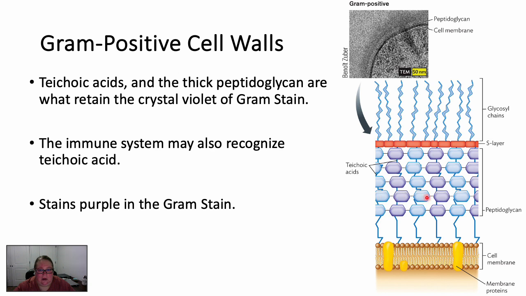So what we're looking for when we look at these schematics is multiple peptidoglycan layers, multiple NAGs and NAMs, and only one membrane. And teichoic acid, if it's labeled.